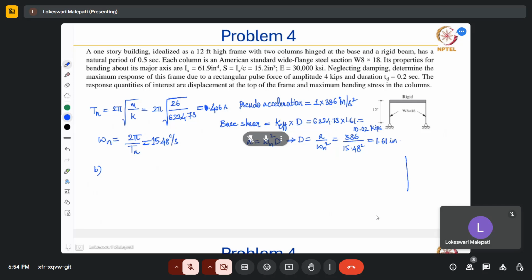Now that we know delta, we can find out the values of theta. Using the values of theta, we can find out these moments. From there, we can find the shear forces. So theta 1, theta 2 is equal to minus k theta theta inverse and k theta delta multiplied by delta.